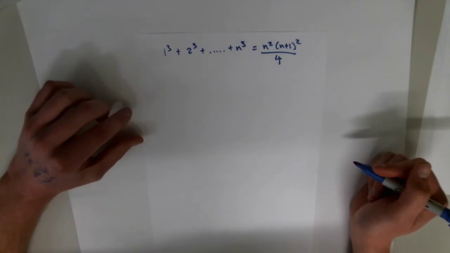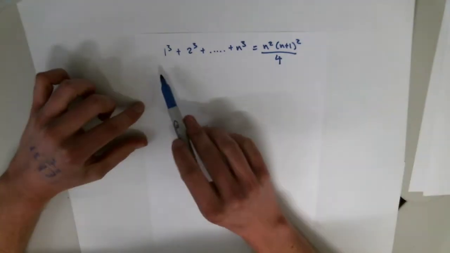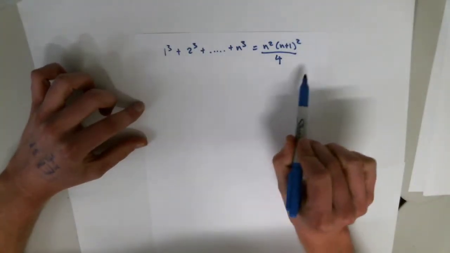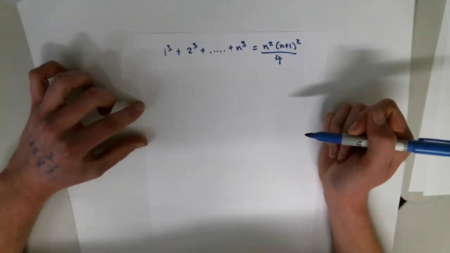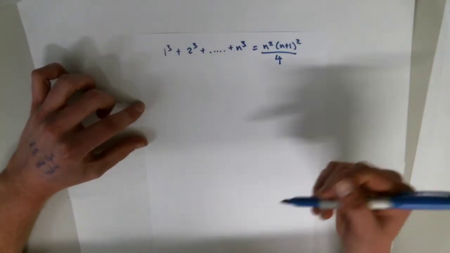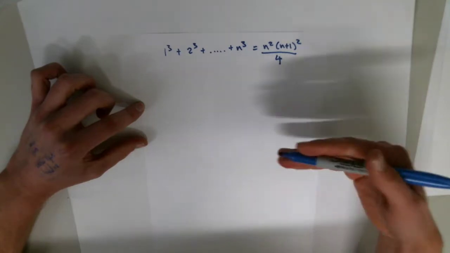Okay, so here's an example of an inductive proof. What we're going to do is take this statement here, and we have to use induction to prove this statement. There are two steps to an inductive proof. The first step is proving the base case.